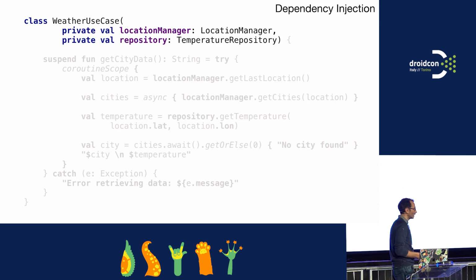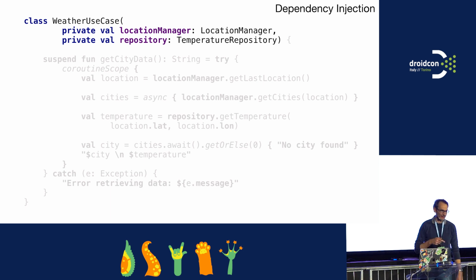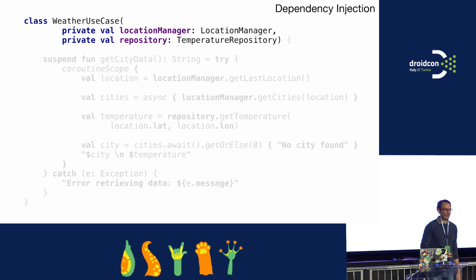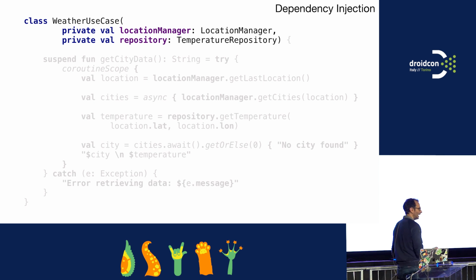So this class uses two collaborators, two objects. The location manager to retrieve the current location and the cities in that location, and the temperature repository to retrieve the temperature. The two collaborators are injected inside the class as constructor parameters. So here we are using dependency injection, because we are not creating the collaborators inside our class, but they are external constructor arguments. So this is basically dependency injection without any frameworks.